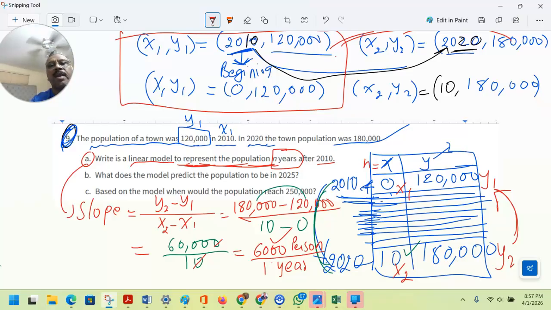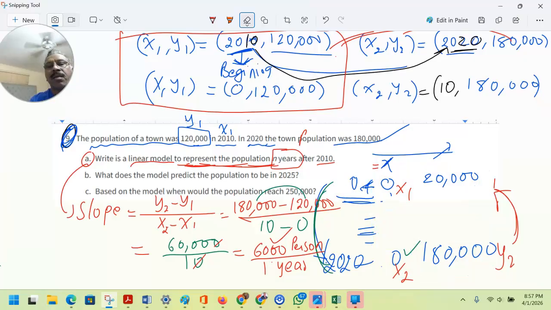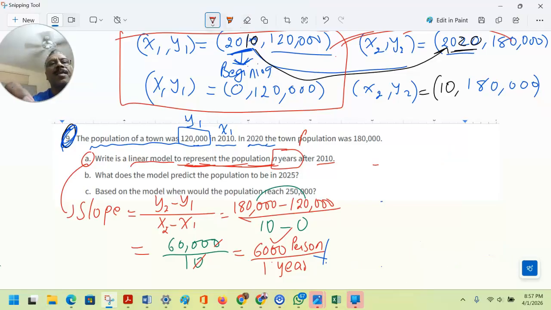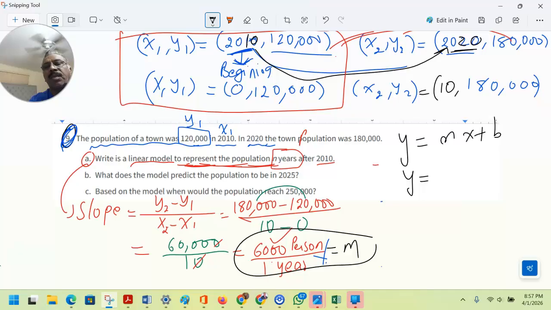And the population, still we can think of P. So let me clean this whole thing and write the equation with the help of n, because they gave us n. So population P equals, so we can write the actual equation is y equals mx plus b. And now we got m, this one, which is 6,000. So it is 6,000 times x plus b.